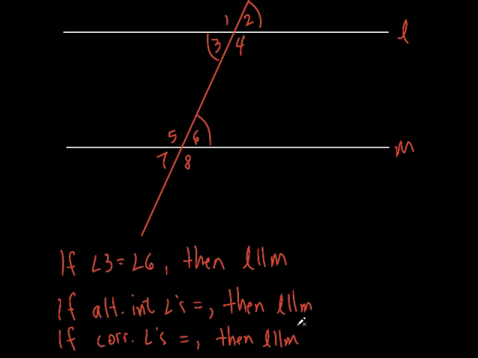So what you're going to do is they're going to give you some problems. They're going to say, okay, 3 and 6 are equal. Tell me which lines are parallel. In this situation, it'd be easy. Just L and M would be parallel. Okay.